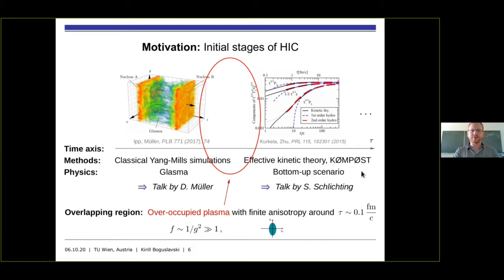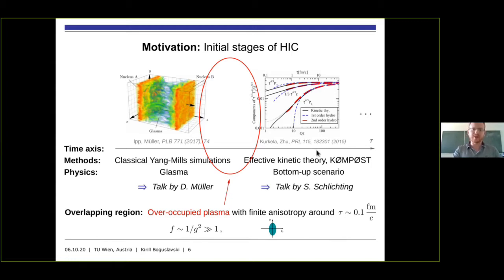To give some setting, yesterday we heard very interesting talks by David Miller and by Sören Schlichting, where David talked about the classical Yang-Mills simulations and the physics beyond it, which is a description of the gluonic plasmas at very, very early times, right after the collision, or actually the collision itself too. After a while, approximately 0.1 or 0.2 fm/c, the description turns into an effective kinetic theory, where the most recent KoMPoST framework is being used. And the underlying physics is the bottom-up thermalization scenario, which was also presented by Sören Schlichting.